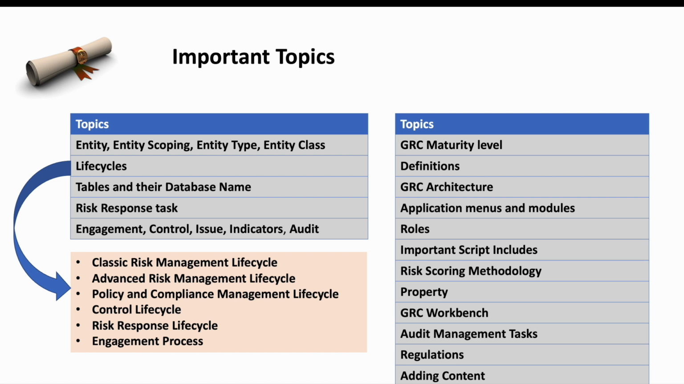Now we have properties. So just go through the properties. For example, when any customer is using classic risk management, and if they want to migrate to advanced risk, then which plugin needs to be activated. So there will be questions from that as well.